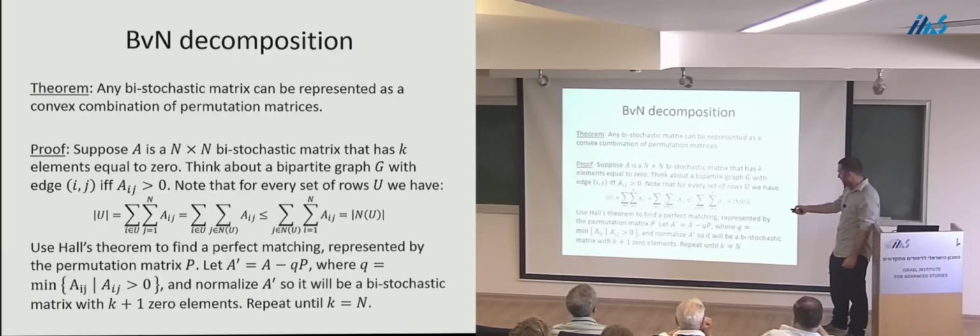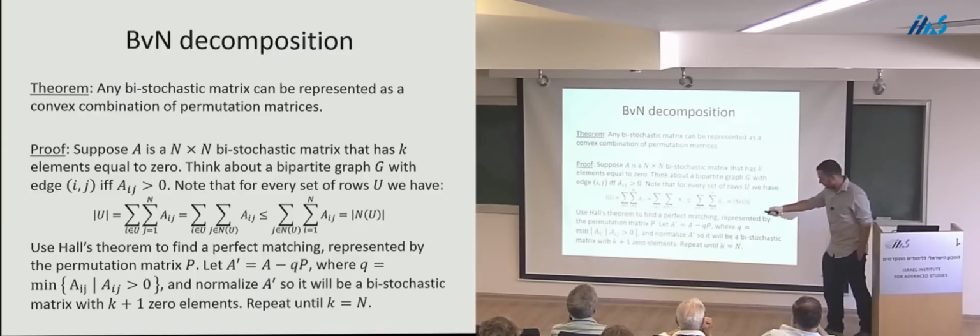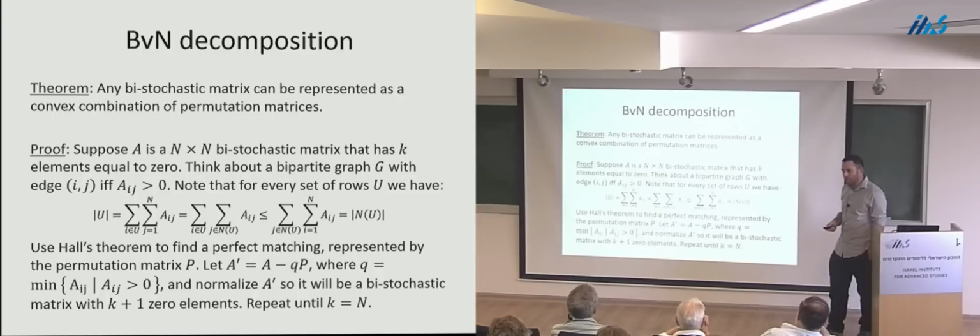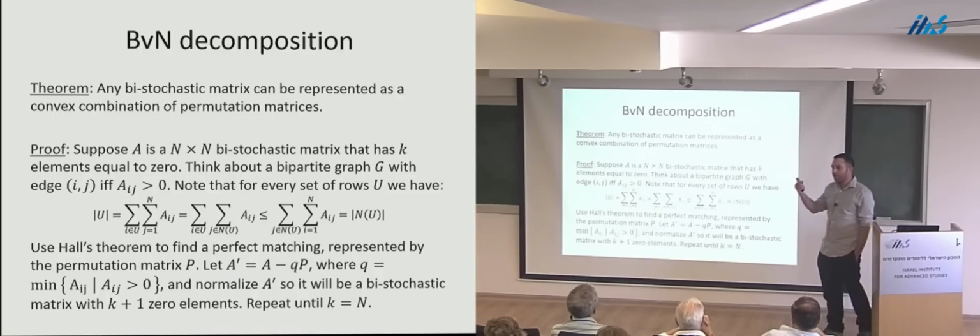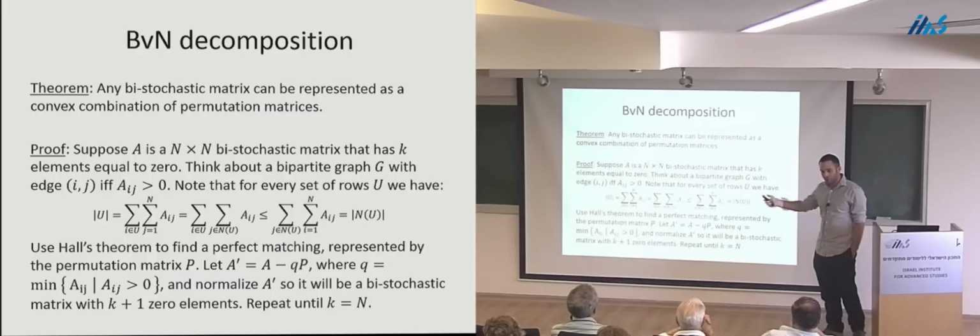Which is exactly the size of the neighborhood of U. So for every set U, the size of U is less than or equal to the size of the neighbors of U, which is exactly the condition that we need in order to find a perfect matching in a two-sided graph. This is Hall's theorem, for those of you who know it. For those who don't, this is an incomplete proof.